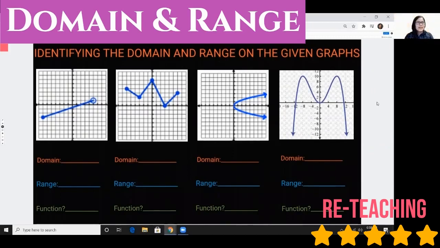So we have four given examples. As you can see, we have a line graph and a parabola. In this lesson, we're going to identify the domain and range on the given graph, and we can determine if the given relation is a function or not. Since we covered this concept in the previous lesson, you may go back and watch that lesson before you proceed on this one as part of a review.